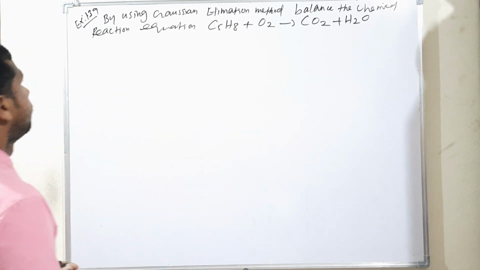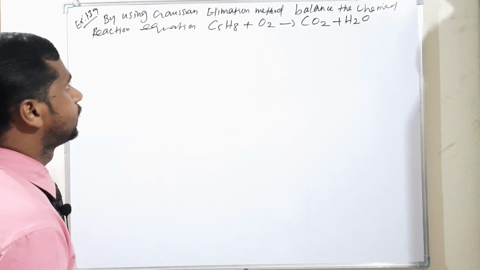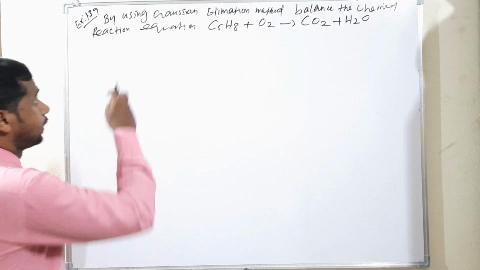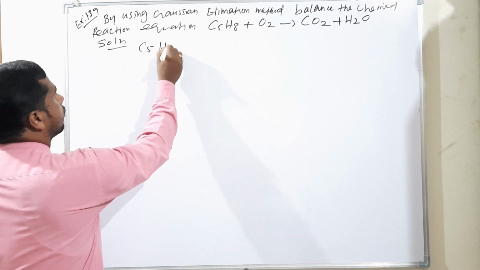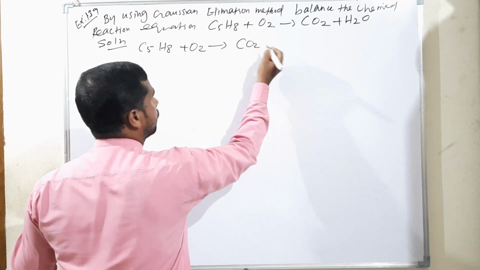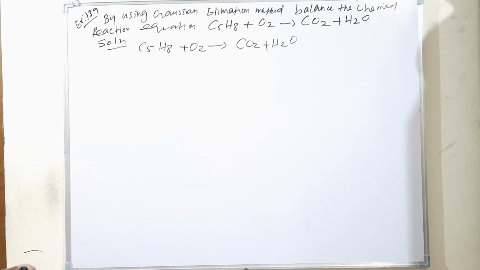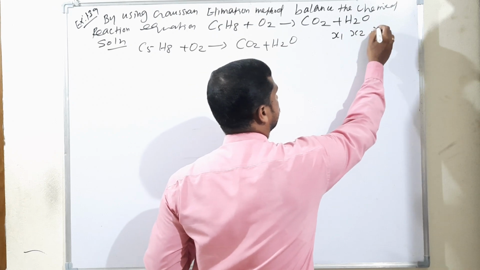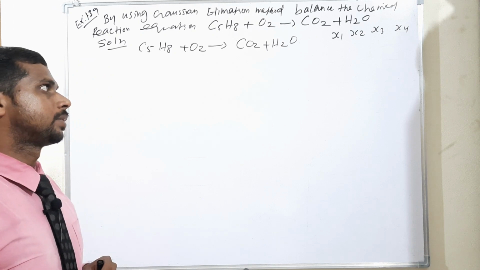So one of the important 5 mark questions, example 1.39, Gaussian elimination method, balancing the chemical reaction equation. What is the given equation? C5H8 plus O2 gives CO2 plus H2O. I will consider positive integers of different types. First consider x1, x2, x3 and x4. So positive integers x1, x2, x3 and x4.